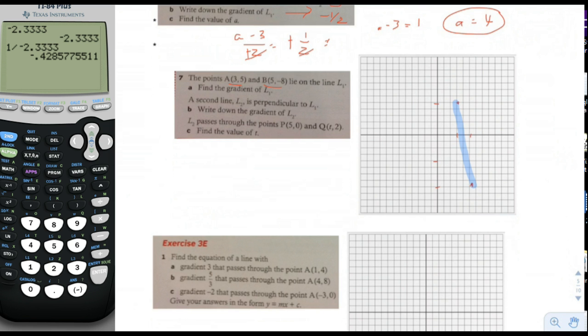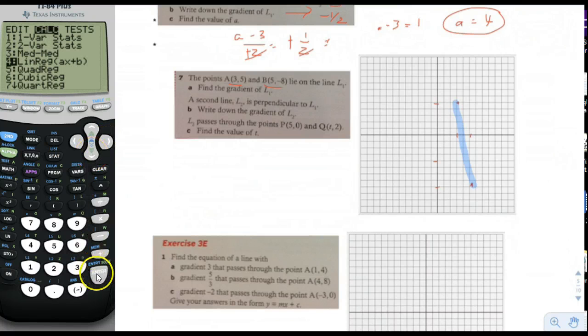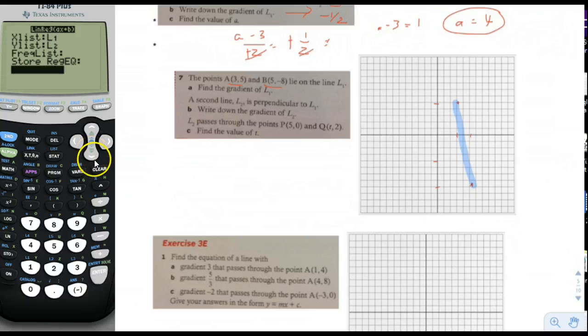Find the gradient of L1. Okay, so how do we want to do this? Do you want to try it on the calculator? Stat, edit. I'm going to put the two numbers here, which are 3, 5, and 5, negative 8. Okay, and then I do stat, calc, linreg, L1, L2. I go to calculate. And so the gradient of this blue line is negative 6.5. I could have found it other ways. I could have used the formula, or counted blocks.